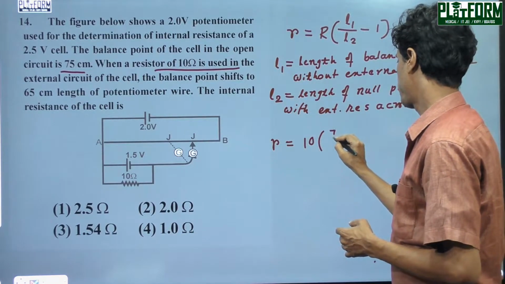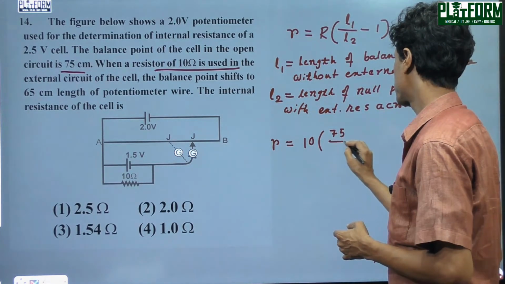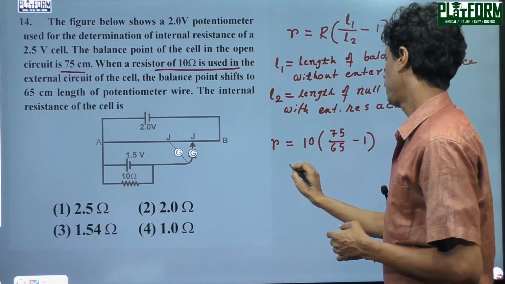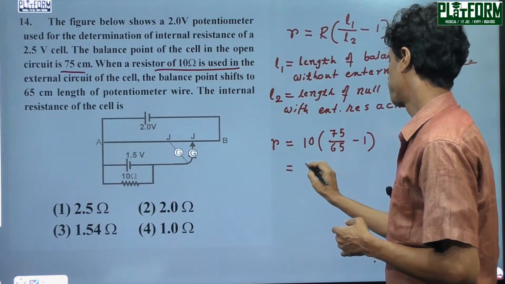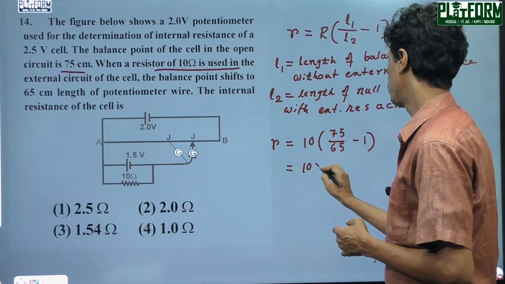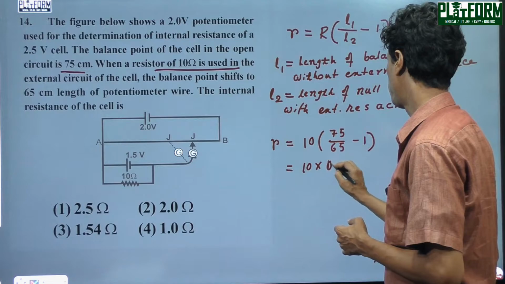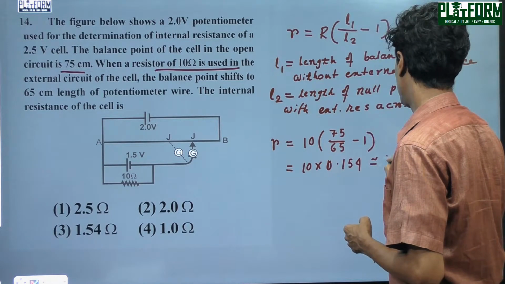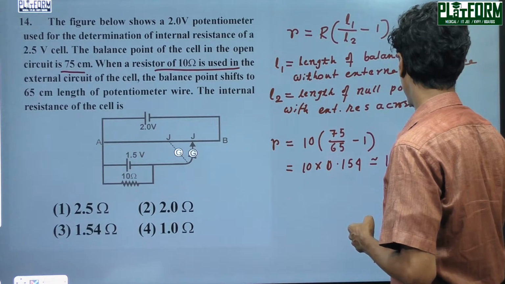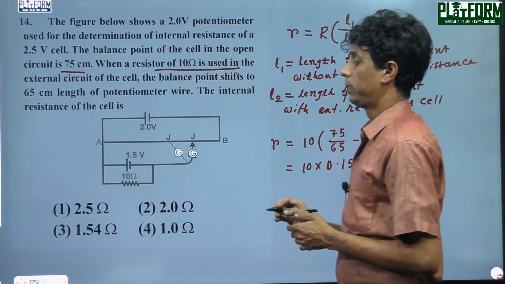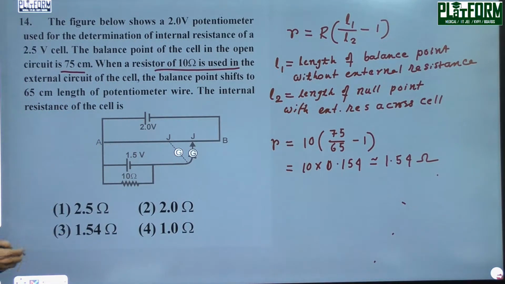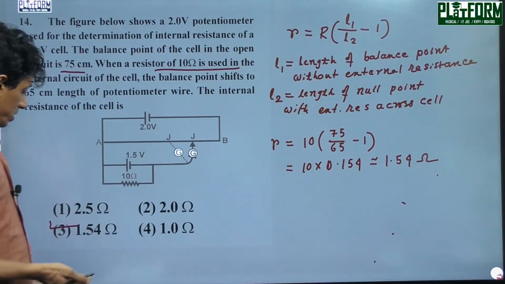So this is 75 by 65 minus 1. This becomes 10 into 154, and finally it is 1.54 ohm. So the right option here, for this question, is 3. Let us move on to the next questions.